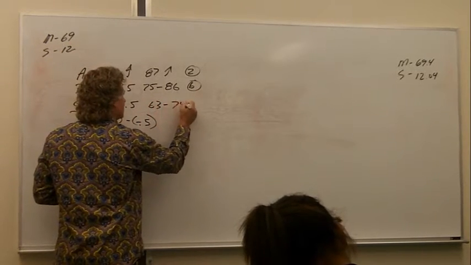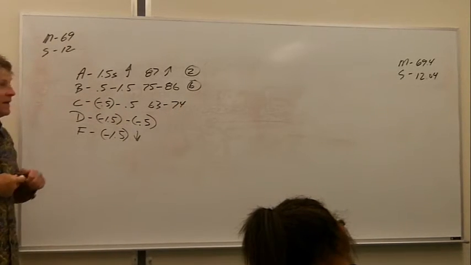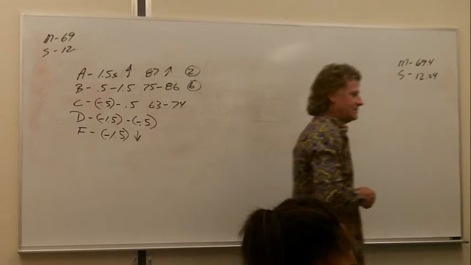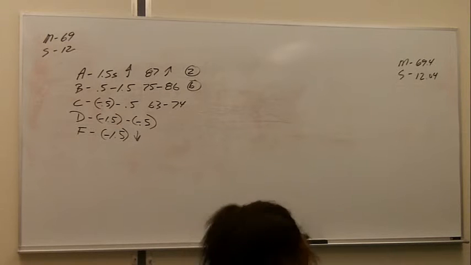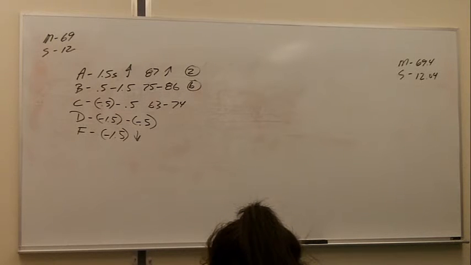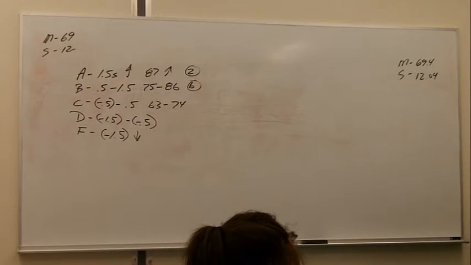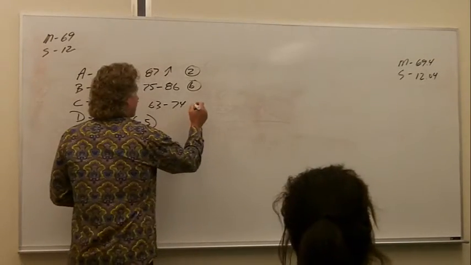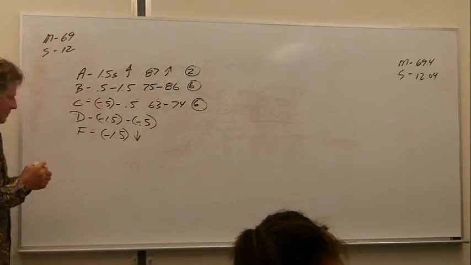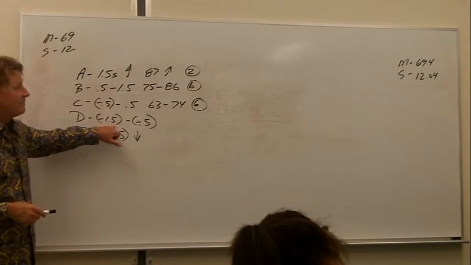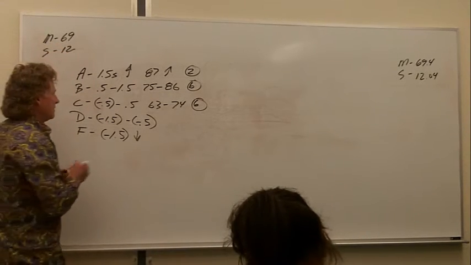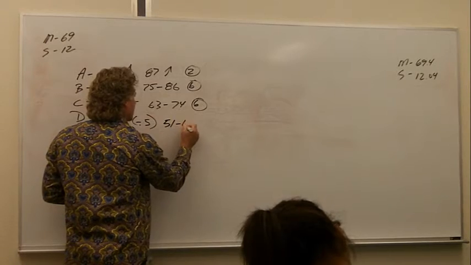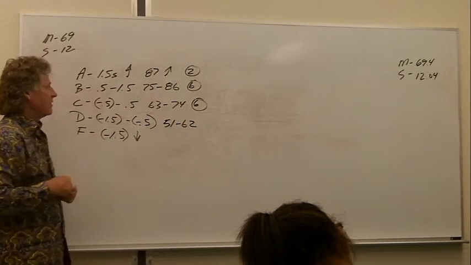So 63 to 74, now I can see how many of those I have. I'll look at Excel again. And I can see on Excel after sorting it that I have another 6. Now I'm going to go to negative 1.5 times 12, which is negative 18, plus 69 would be 51. 51 to 62. I'll have to see how many of those I have.